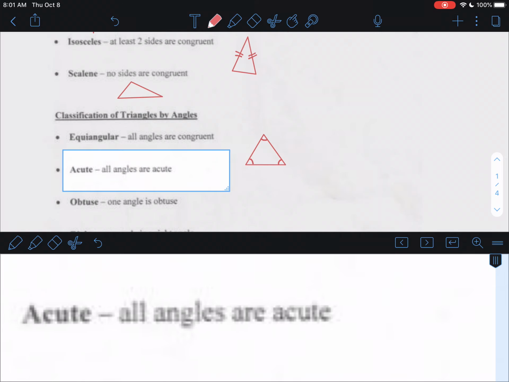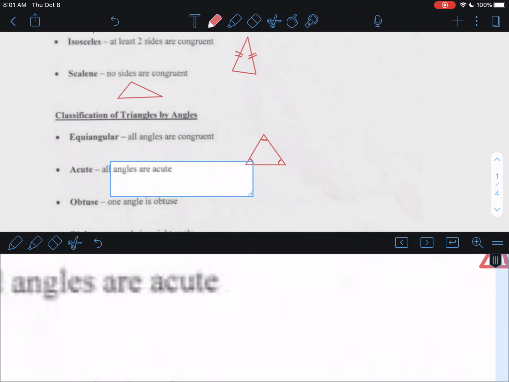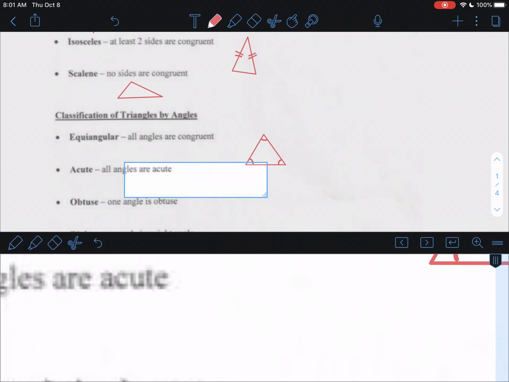Then we have acute triangles, which means all angles are acute. So an acute triangle is going to have, maybe I'll just, yeah, there. I don't know what the measures of those angles are, but I can see that none of those are greater than 90 degrees, so that's an acute triangle.